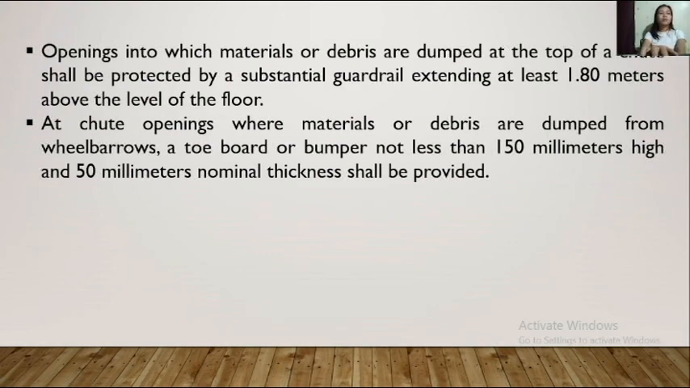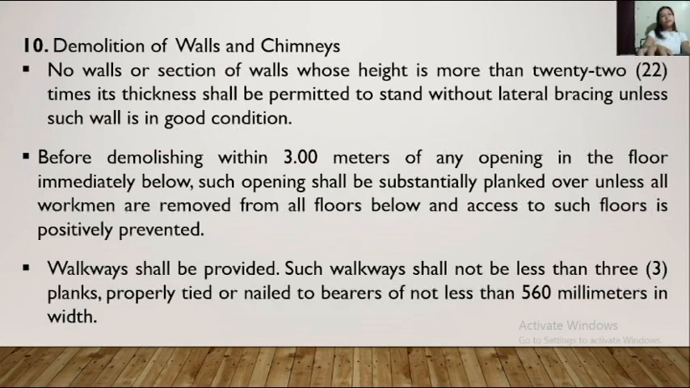Then openings into which materials or debris are dumped at the top of a chute shall be protected by a substantial guardrail extending at least 1.80 meters above the level of the floor. Then at chute openings where materials or debris are dumped from wheelbarrows, a toe-board or bumper not less than 150 millimeters high and 50 millimeters nominal thickness shall be provided.